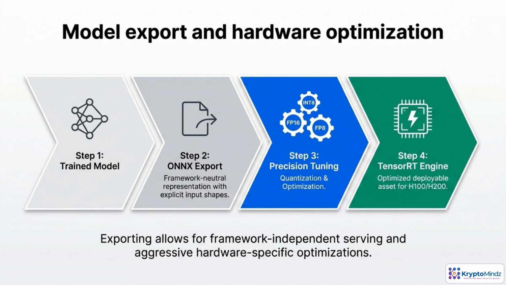A typical GPU deployment pipeline starts with a trained model in PyTorch or TensorFlow, then converts it into a framework-neutral format like ONNX. Once you have that portable graph, you can run hardware-aware optimization passes, fuse layers, tune precision, and apply quantization to FP16, BF16, INT8, or even FP8 where it's safe. Finally, you build a TensorRT engine, a compiled binary tailored to H100 or H200 to get maximum throughput and minimum latency in production.